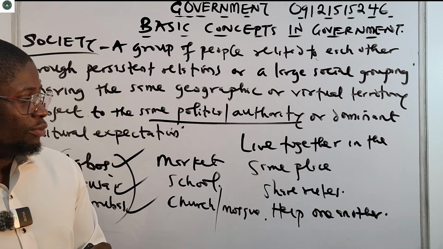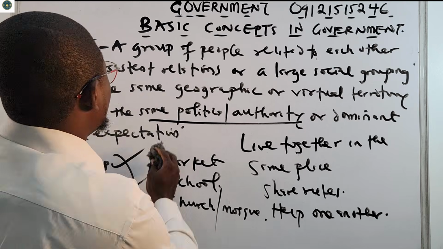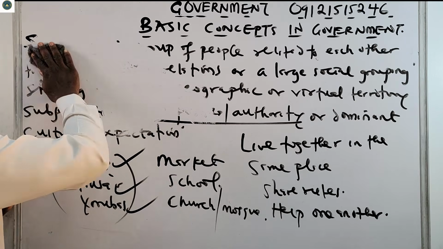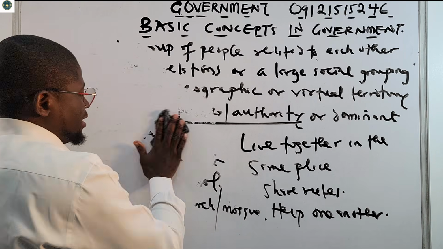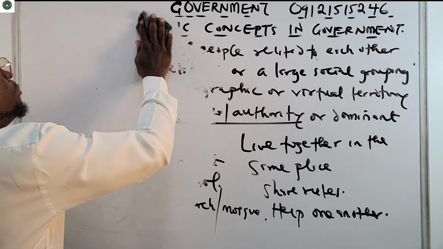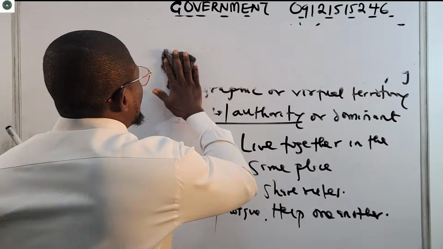So let us quickly see the main features of a society. What are those things that you check before you say, this is a society, this is not a society?